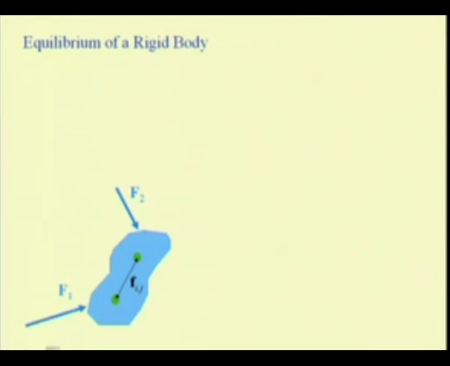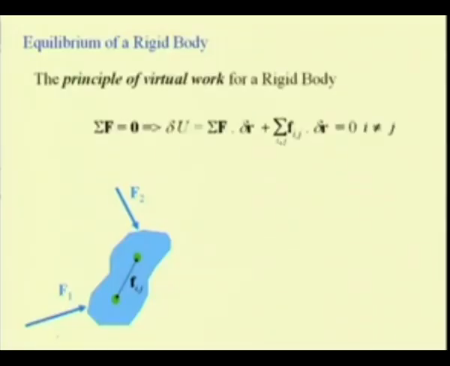Now, let us define the equilibrium of the rigid body based on the virtual work that we have defined for a single particle. So, for this rigid body to be in equilibrium, the sum of all the virtual work by all these forces has to be 0. So, let us write that equation. We have this equation sigma f equal to 0 coming from our equilibrium definition. So, that means for any consistent virtual displacement, the virtual work has to be 0. So, let us write this virtual work delta u and equate it to 0.